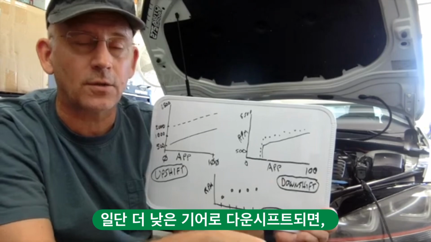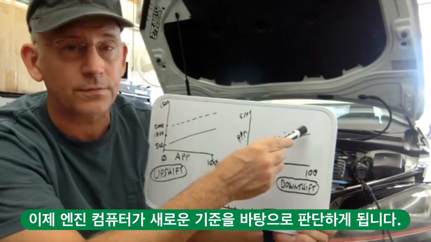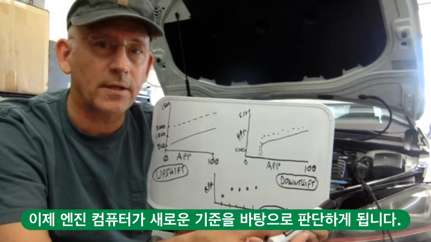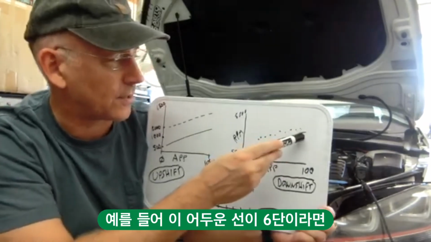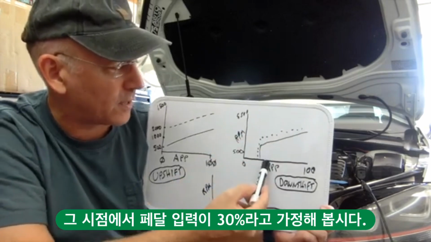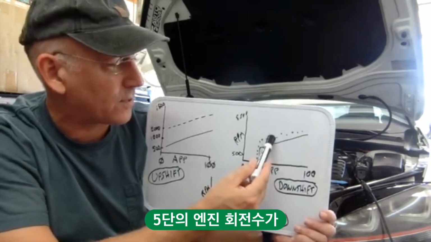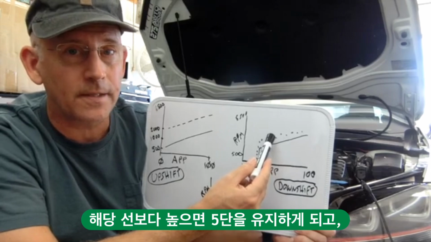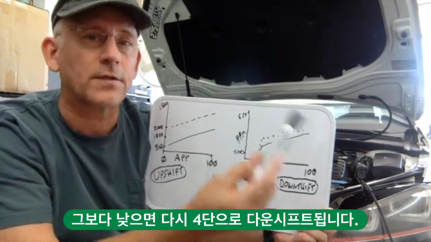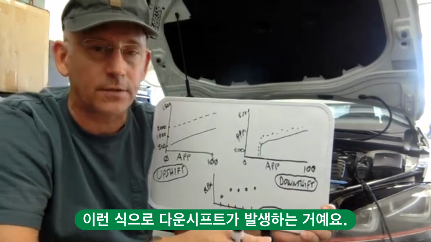Once it downshifts into the next lower gear, of course the engine speed is then going to go up, and you're going to have another set of criteria for the engine computer to evaluate, and that's indicated by the dotted line. So if this dark line is 6th gear, you downshift into 5th. Now it's evaluating: you were at 30% pedal when you downshifted from 6th. Now you're in 5th. If the engine speed in 5th gear is now above that line when it's downshifted, it'll stay in 5th. If it's below that, it's going to downshift again down into 4th. So that's how you're getting the downshifts.